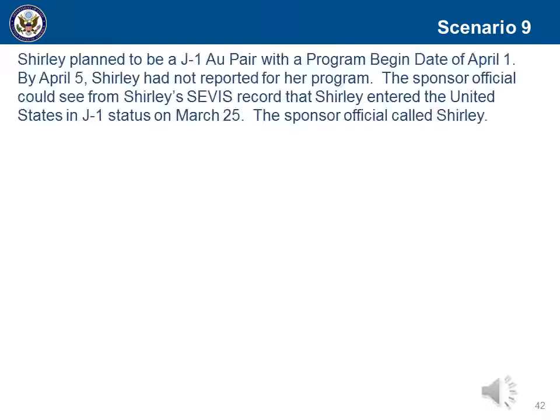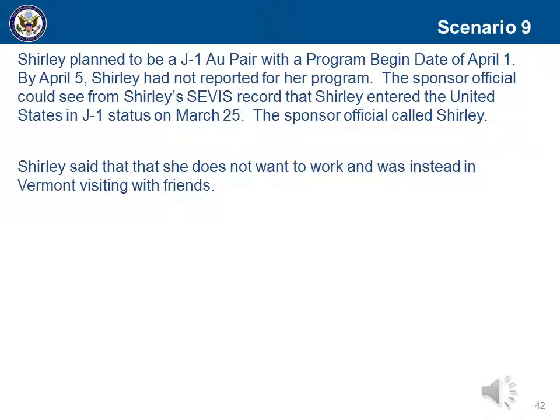Shirley planned to be a J1 au pair with a program begin date of April 1. By April 5, Shirley had not reported for her program. The sponsor official could see from Shirley's SEVIS record that Shirley entered the United States in J1 status on March 25. The sponsor official called Shirley. Shirley said that she does not want to work and was instead in Vermont visiting with friends.